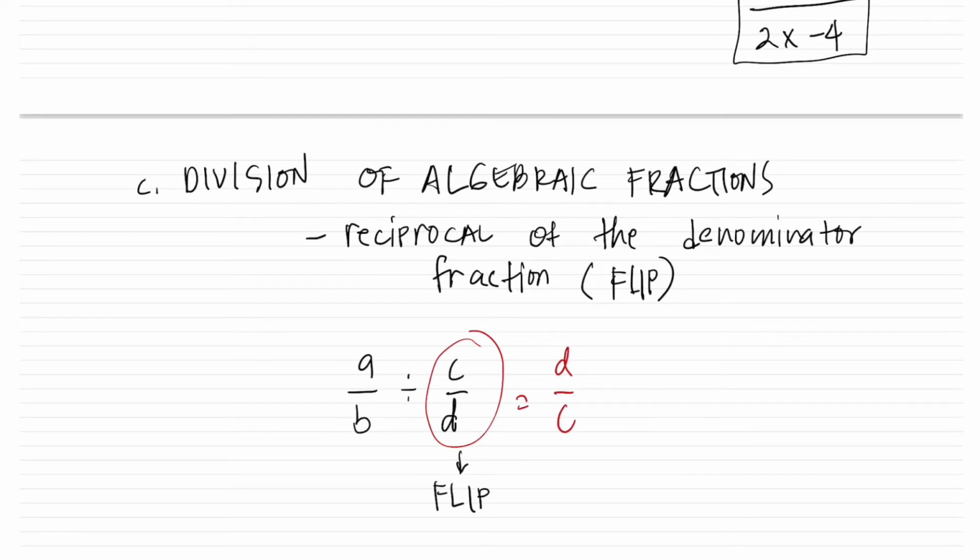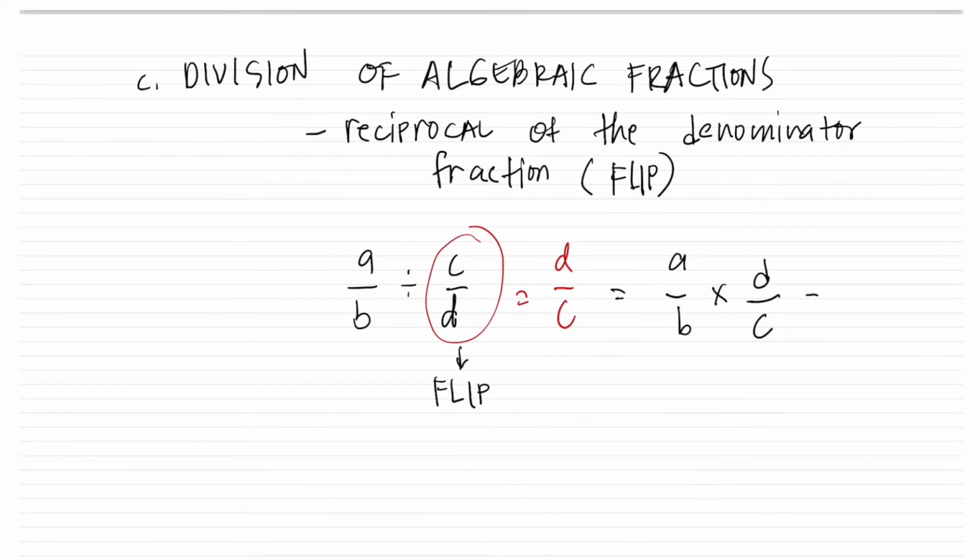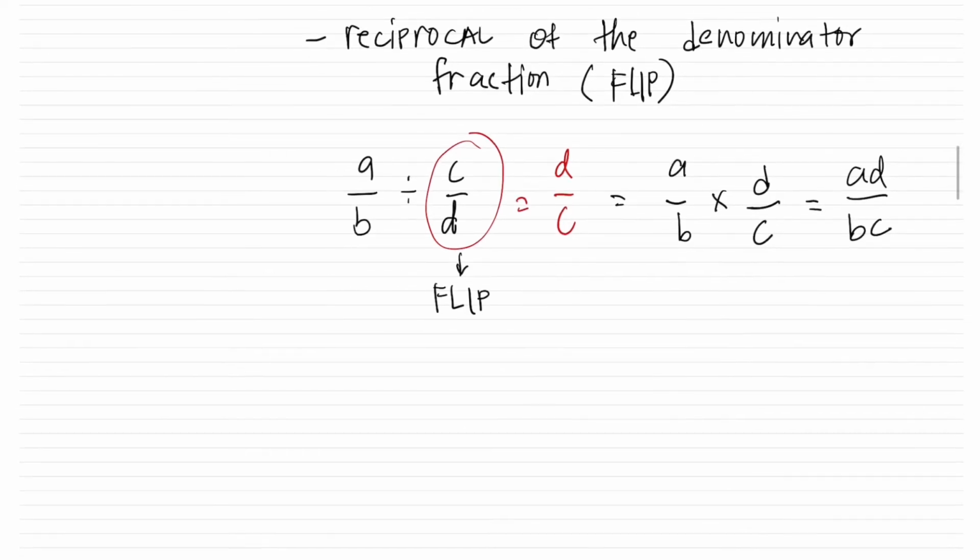So therefore our new equation would be A over B times D over C, and then we proceed to the rules of multiplication. So therefore the final answer here will become AD over BC. Now let's have an example.